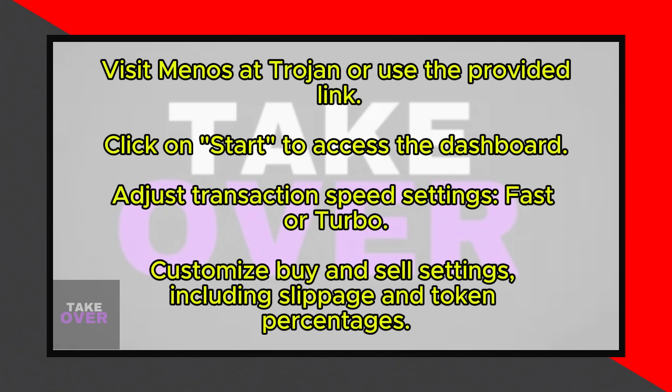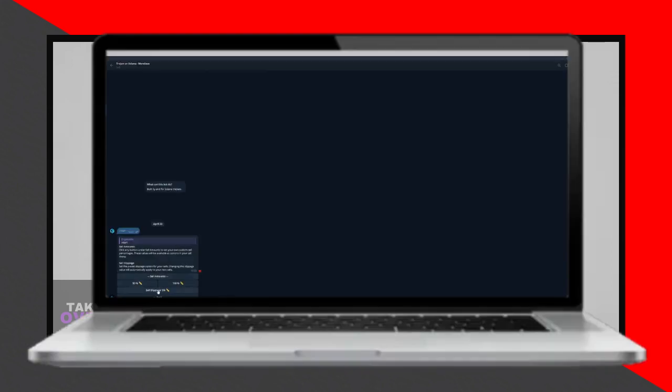Once on the Menos platform, click Start to access your dashboard, displaying essential information like contract address and balance. Optimize your experience by adjusting settings within the bot. Prioritize transaction speed by selecting fast or turbo, crucial for minimizing transaction failures and ensuring accurate pricing.